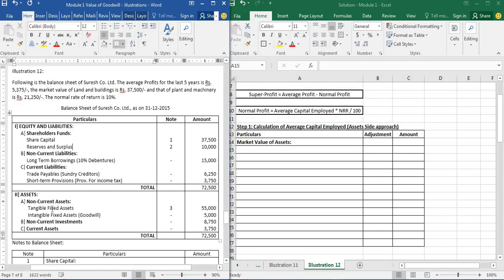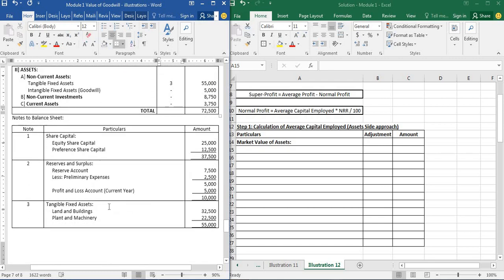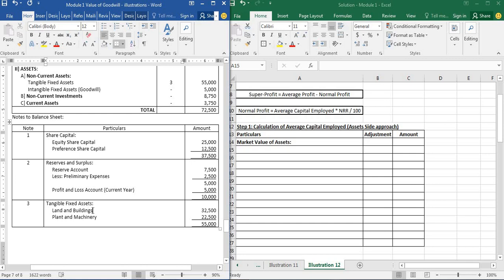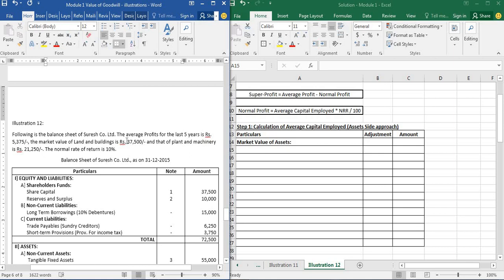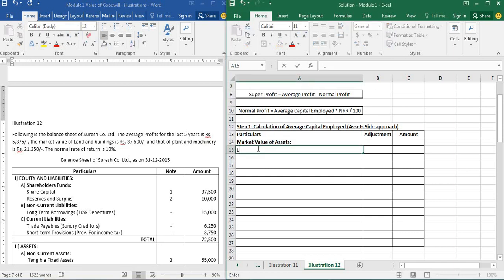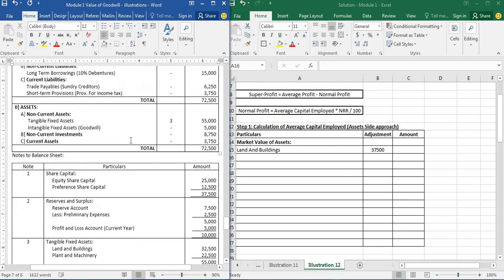So the first asset is tangible fixed assets, which is under note number 3. We'll move on to note number 3. Okay, note number 3 is here. Land and building is 32,500 in the balance sheet. However, in the initial paragraph itself, they have mentioned the market value of land and building. So first, we'll take the market value of land and buildings. What is the market value, guys? It is 37,500.